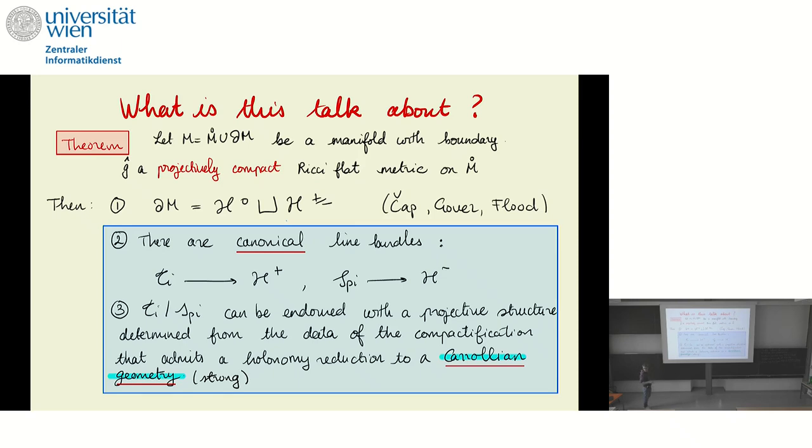These are what you call tractor bundles, or rather, we'll try and find what you call tractor bundles. So these are like the bases of these tractor bundles here. So the new result is that we can construct these over this boundary in a canonical way, and we can also get a projective structure determined from the data on the inside, uniquely, that gives us a holonomy reduction to a Carrollian geometry, a strong Carrollian geometry, a Cartan geometry.